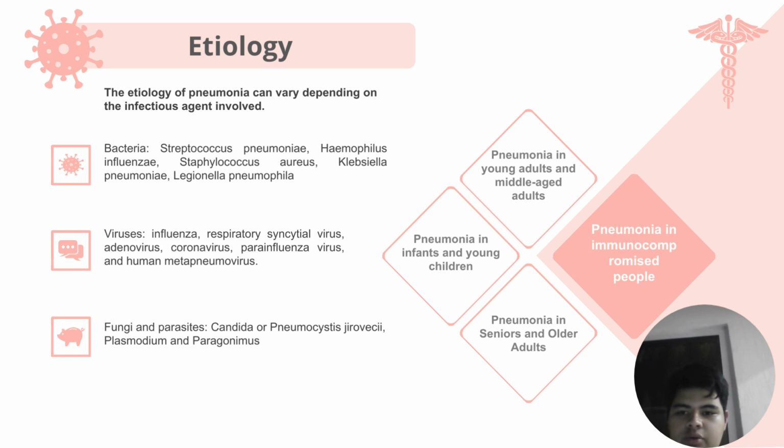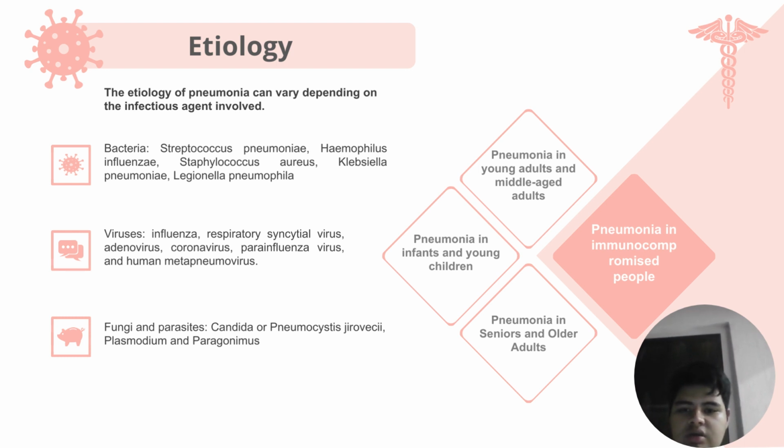I'll talk about the etiology. Pneumonia in infants and young children is caused by respiratory viruses such as respiratory syncytial virus, influenza virus, adenovirus, and parainfluenza virus, and bacteria, especially Streptococcus pneumoniae and Haemophilus influenzae type B, and Chlamydophila pneumoniae and Mycoplasma pneumoniae in older children.